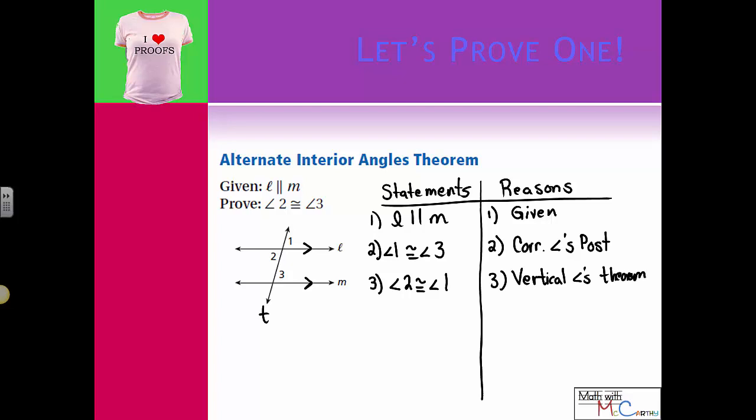So now I know that 1 is congruent to 3, and I know 2 is congruent to 1. So I'm going to use the transitive property. If 2 is congruent to 1 and 1 is congruent to 3, then that means that 2 is congruent to 3 by the transitive property of congruence, and that's what we were trying to prove, that the alternate interior angles are congruent. So we just proved the alternate interior angles theorem.